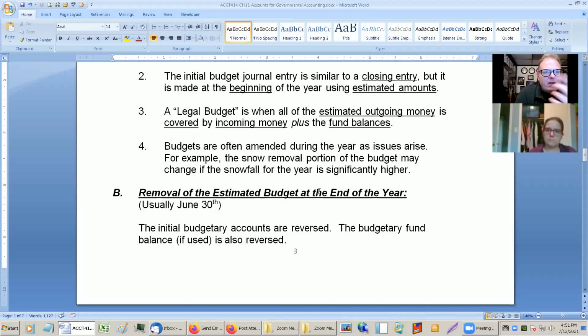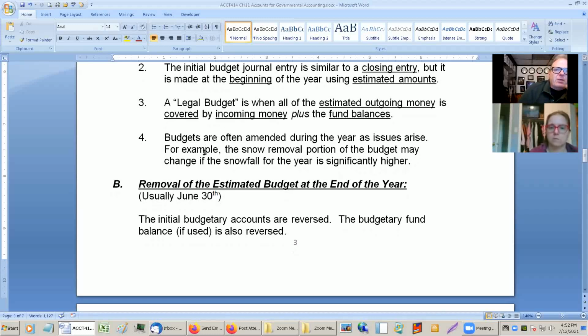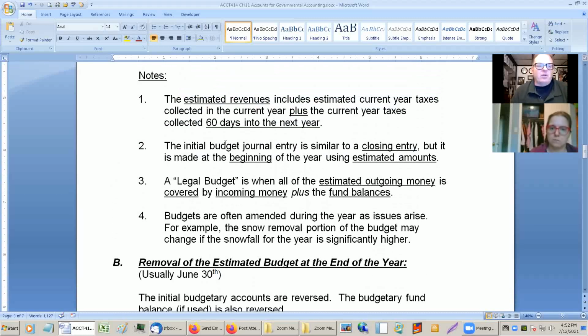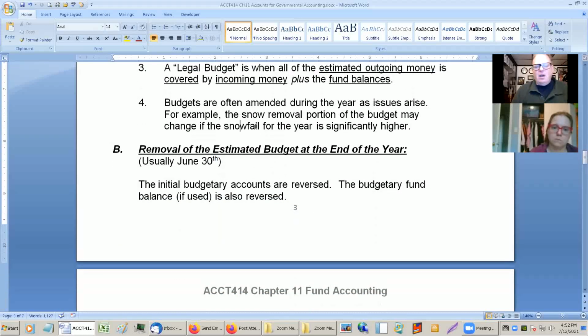Well, this COVID thing was crazy. These governments didn't have any money coming in, and they had all this money going out. So they had real problems, and they had to amend the budget for that. So amendments are not uncommon; they're very common, and they're used as you get more information.